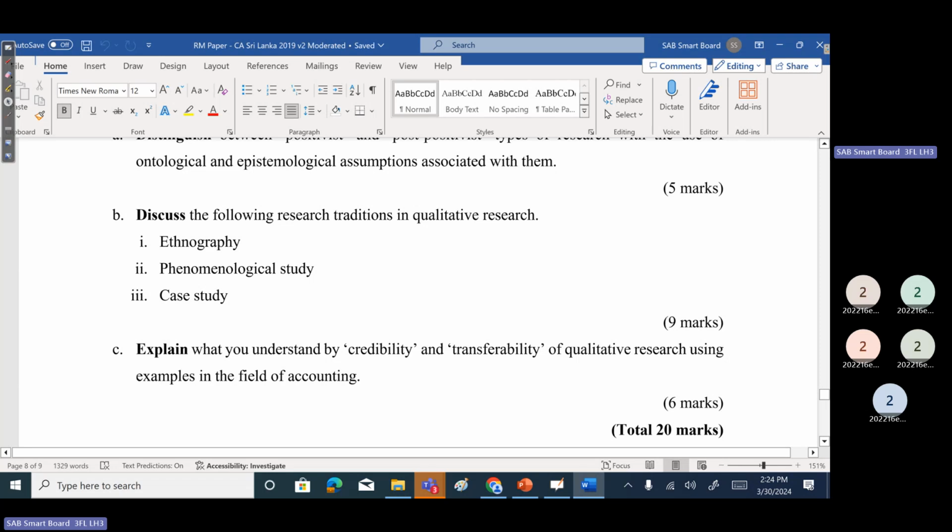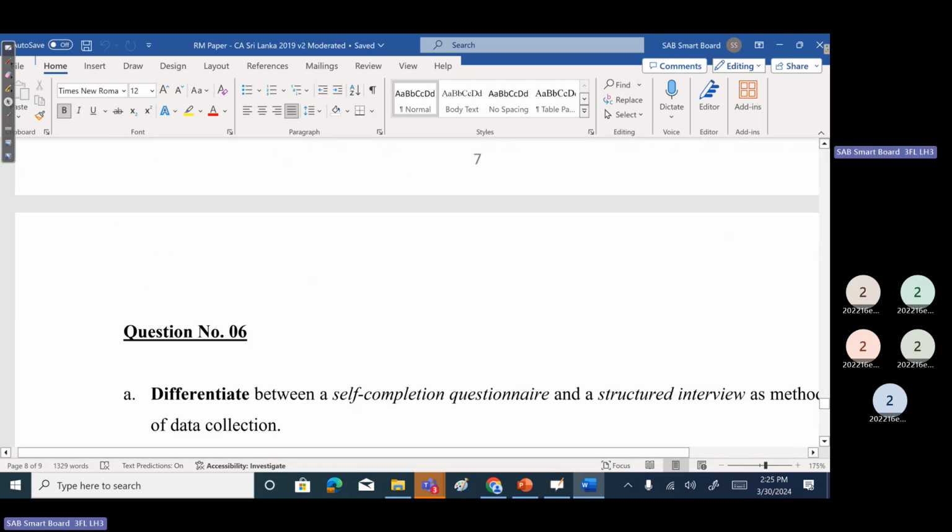Discuss the following research traditions in qualitative research. Did we discuss that? Coming up for discussion: ethnography, phenomenological study, and case study. Finally, explain what you understand by credibility and transferability. So 5 questions, 20 marks each. So altogether, 100. There are 6 questions.